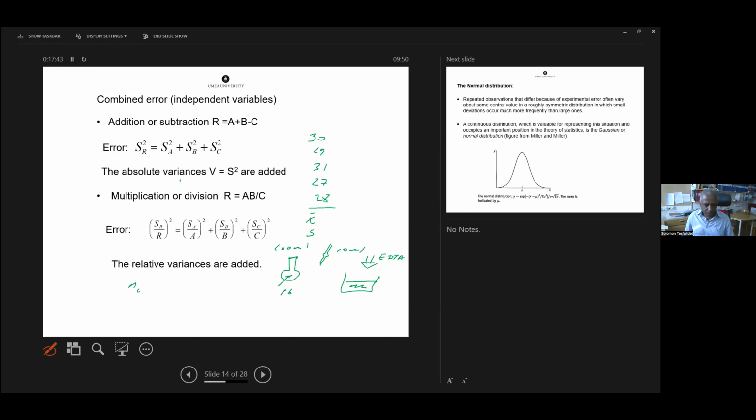the number of moles of EDTA in a titration, which is equal to the number of moles of lead. And the number of moles of EDTA is equal to the concentration of EDTA times the volume of EDTA, and the concentration of lead times the volume of lead. And then what we want to do is to calculate the concentration of Pb. Then this is equal to the concentration of EDTA times the volume of EDTA, divided by the volume of Pb.